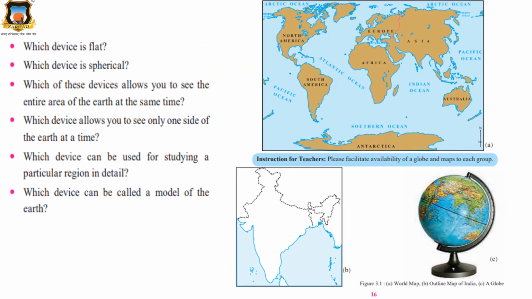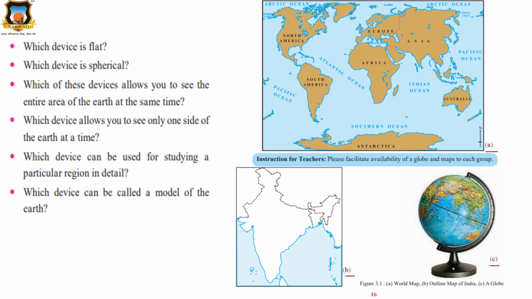Now see, in your textbook, there are 3 images given. This is the world map. Can you see this world map? This is A. A is the world map. B is India's map, a country. And C is a globe. World map, outline map of India, and a globe. Can you see these 3 images, all of you?